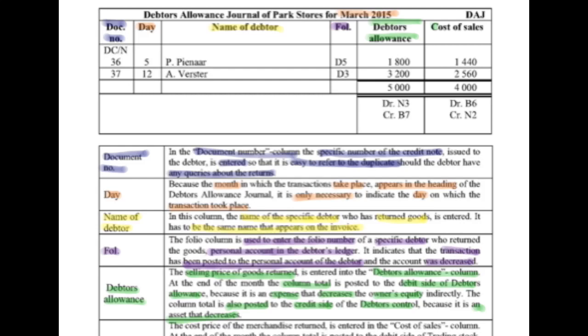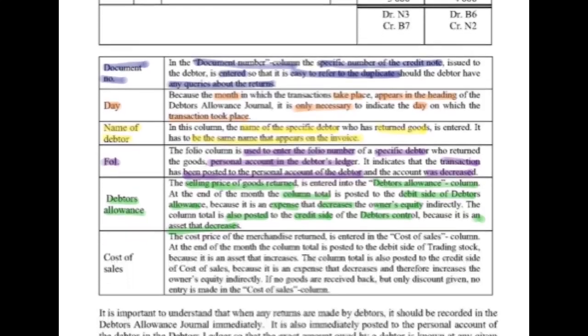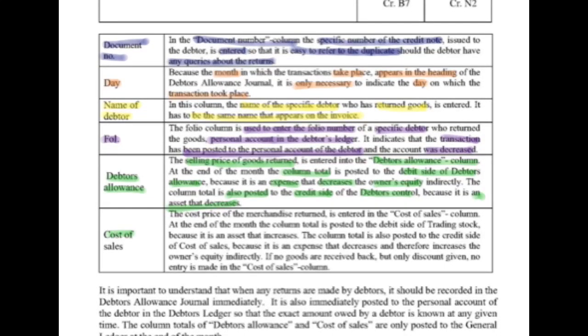Then the final column is cost of sales. Now cost of sales is the exact opposite again of what happened in the DJ. So the cost price of the merchandise returned is entered into the cost of sales column. Now at the end of the month, the column total is posted to the debit side of trading stock because the asset needs to increase. Remember, because they are returning the goods, I can take those goods back, put it onto the shelf and sell it to someone else. So therefore the stock has been returned and increases my stock in my shop.